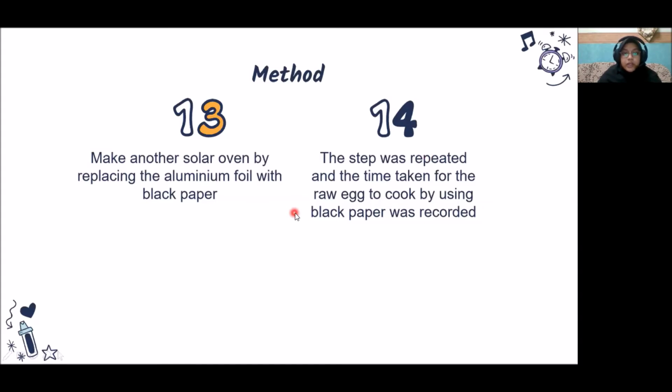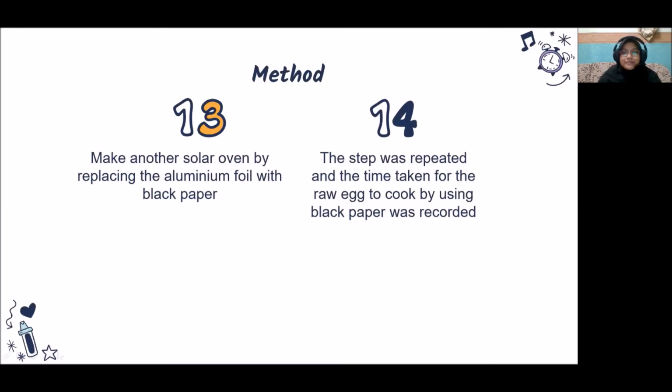The difference is between the base of the solar oven. The first solar oven will be covered by aluminium foil, and the second solar oven will be covered by black pepper. So we will record the time taken to determine whether the black pepper or aluminium foil has the best cooking time for the raw egg. So next, I will pass the presentation to the next person.